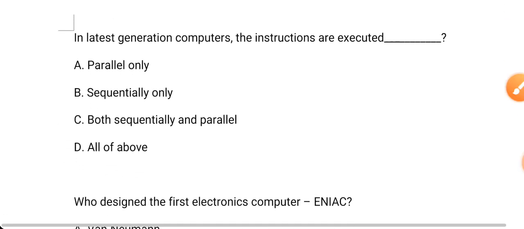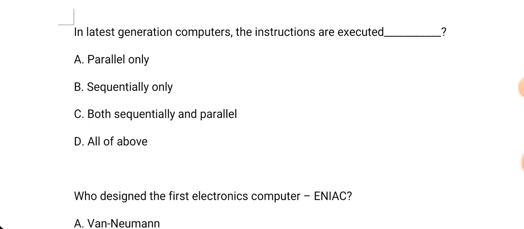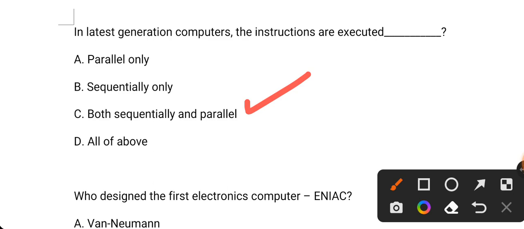Next question. In latest generation computers, the instructions are executed dash question mark. Its answer is option C, both sequentially and parallel. Option C is correct here.